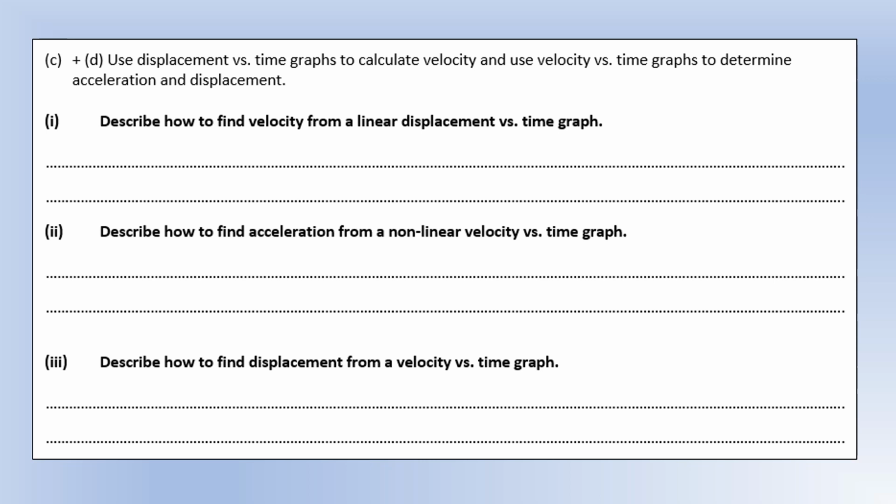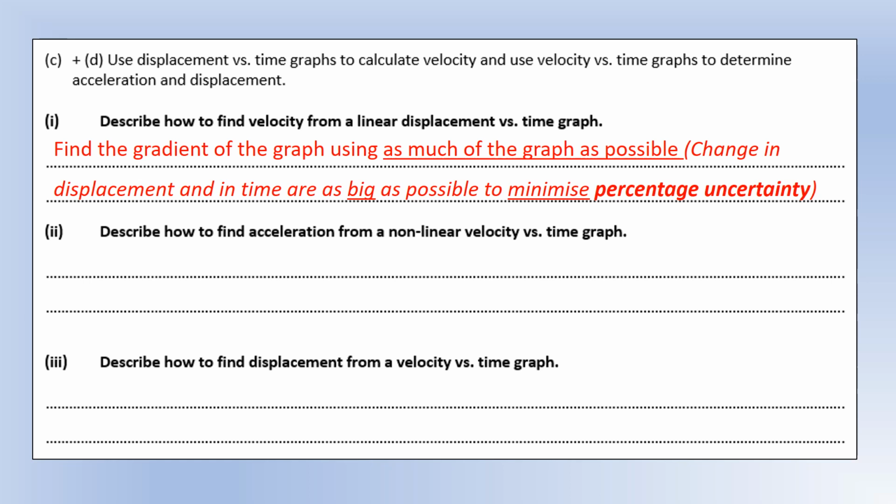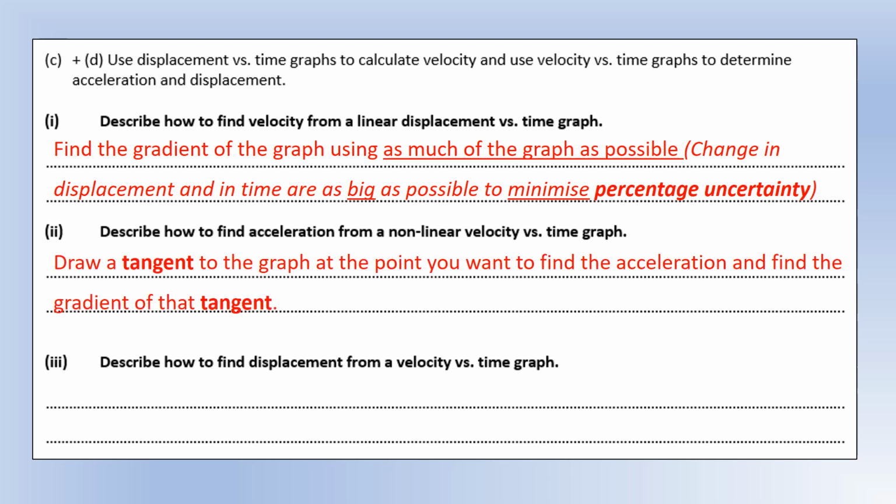Okay. So now what we're going to do is describe how we find various properties from the graphs. If we have a linear or straight line displacement versus time graph, velocity will be just finding the gradient, but we should find it over as much of the graph as possible to minimize percentage uncertainty in the measured value. So describe how we find acceleration from a non-linear velocity versus time graph. Well, the first thing you do is draw a tangent to the graph where you want the acceleration, and then you find the gradient of that tangent.